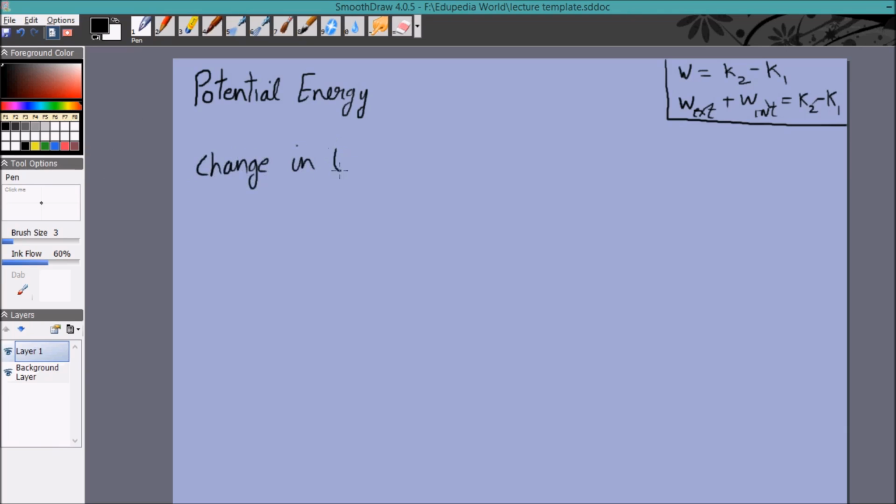Change in U. Potential energy, just like kinetic energy is abbreviated by K, is generally abbreviated by U. Change in U, right? That is, this would be the change in K, K2 minus K1. So this is basically final potential energy minus initial potential energy. Change in potential energy is equal to the negative of the work done by the internal forces, right? So that's it. We define a potential energy, and the change in potential energy is the negative of the work done.